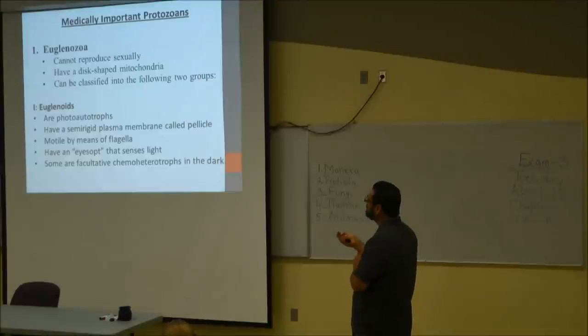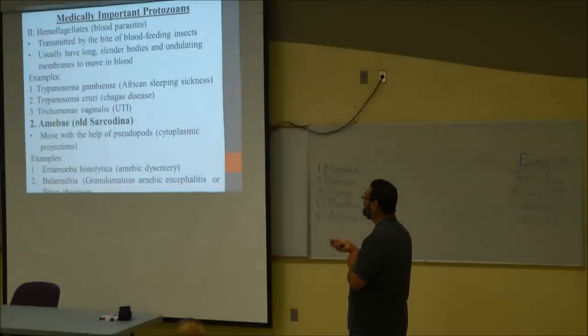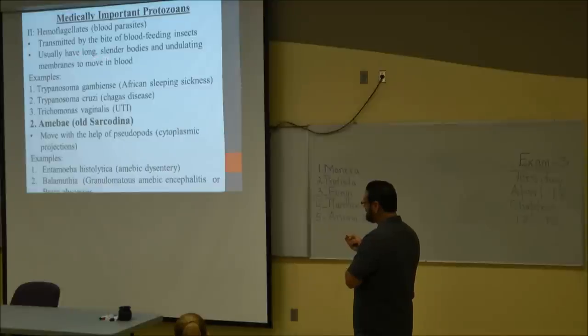Second group of euglenoids are those protozoans that are found in the blood. Okay. Remember Trypanosoma gambiense? These are called hemoflagellates, heme from blood, blood parasites. They are transmitted to animals from the bite of blood-feeding insects. Their bodies are designed so they can move into the thick blood easily, cylindrical with undulating membranes.